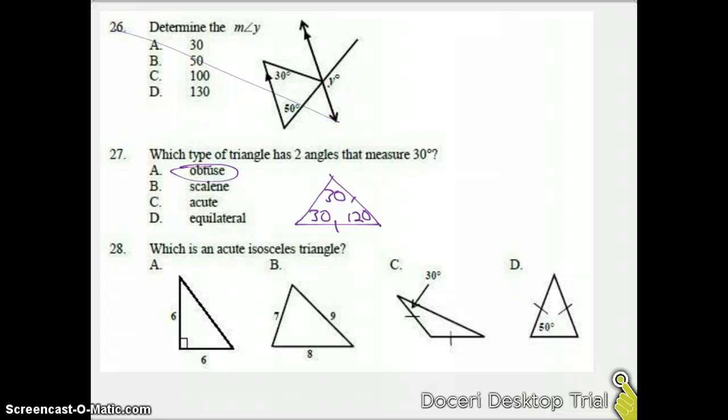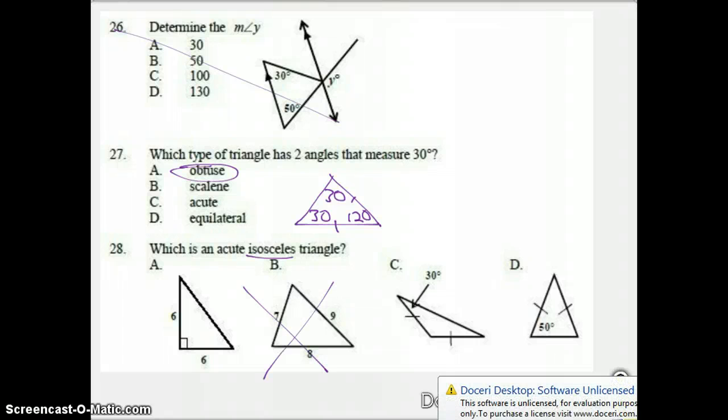For number 28, which is an acute isosceles triangle? Well, let's get the isosceles out of the way. We need to make sure two sides are the same. If that's the case, B is gone. And then if it needs to be acute, all the angles have to be less than 90, meaning we can't have a right angle. The A is gone.